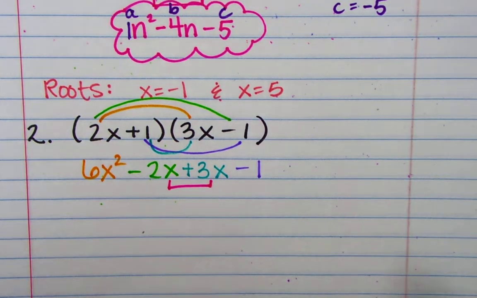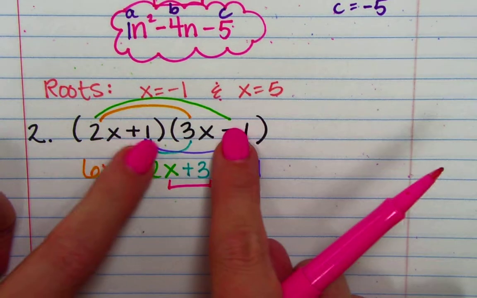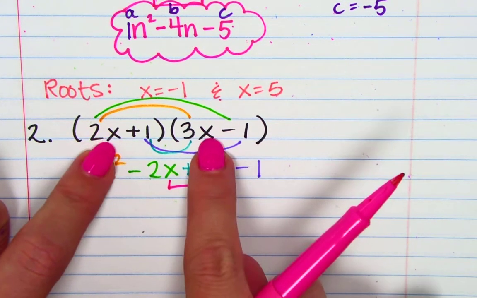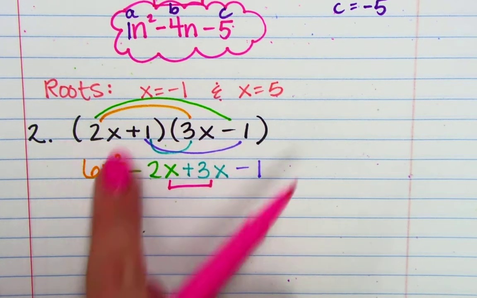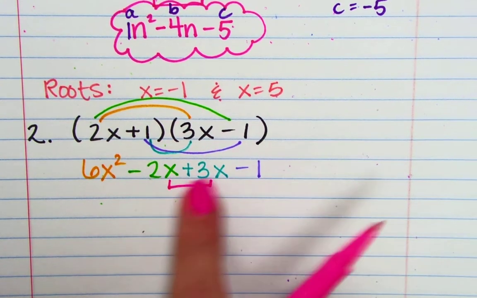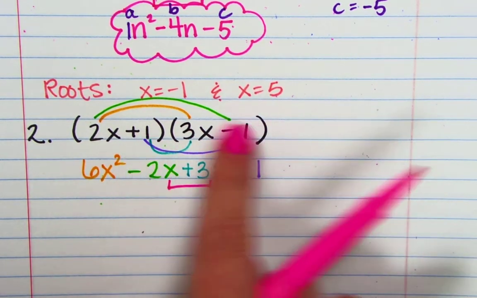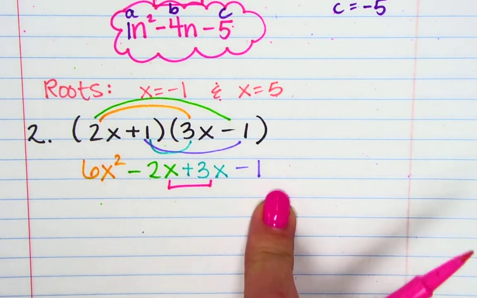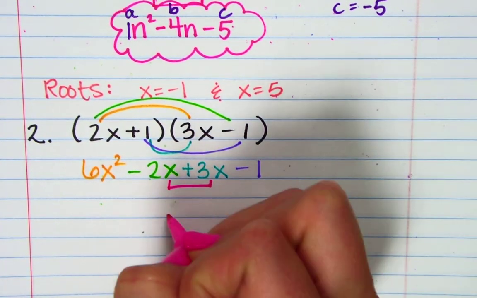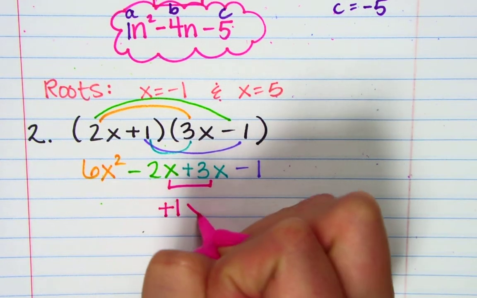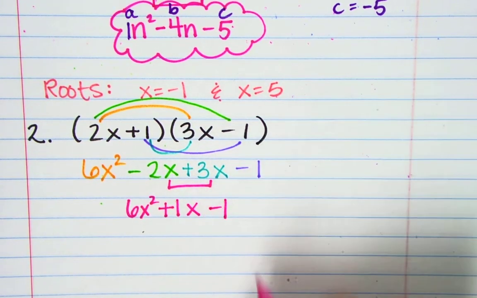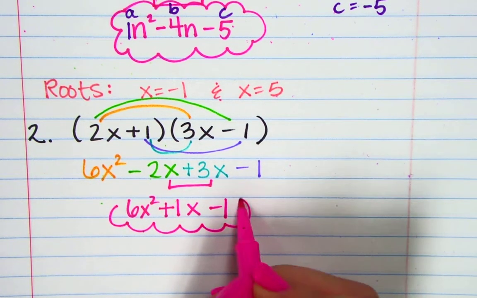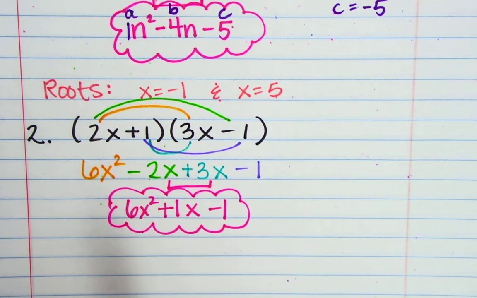Not always, because sometimes they might not be in this order, inside there. But if they are in the x and then a constant in both binomials, it will be x squared first. The 2 middle terms will both have just an x, and the last term will be the last 2 numbers without an x. So what's -2x plus 3x? 1x. Then you just bring down your 6x squared and bring down your -1. That's our trinomial answer.